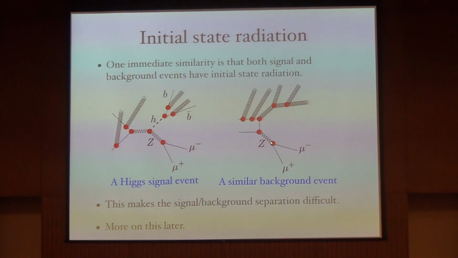Similarly, here's a background event. There's still a Z boson, so it's going to look pretty similar, but now there's no Higgs boson. There's just a gluon. The gluon splits to 3 gluons. And that's got some initial state radiation also. So having all that initial state radiation makes the separation of signal and background more difficult than it would have otherwise been.